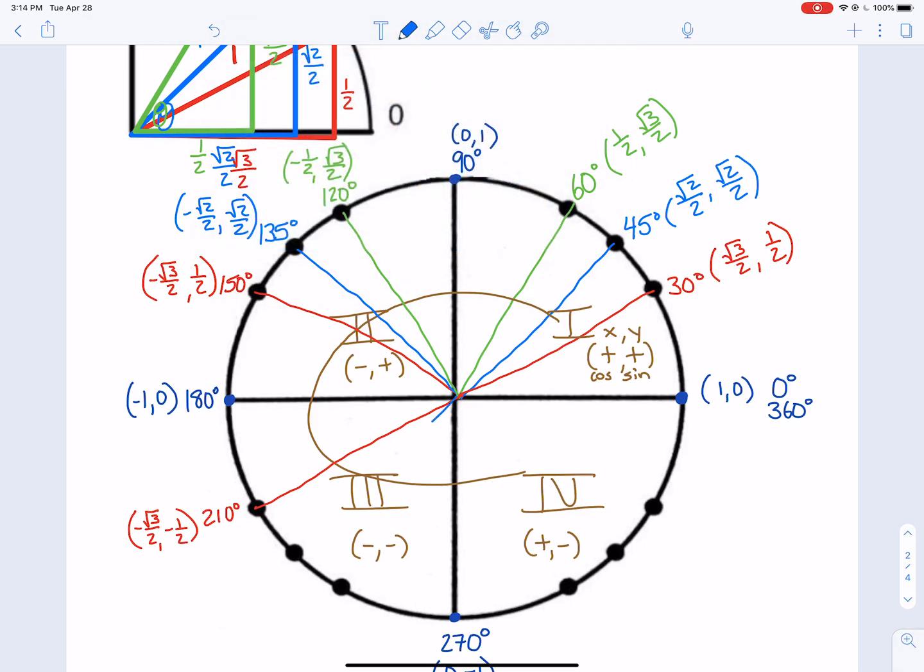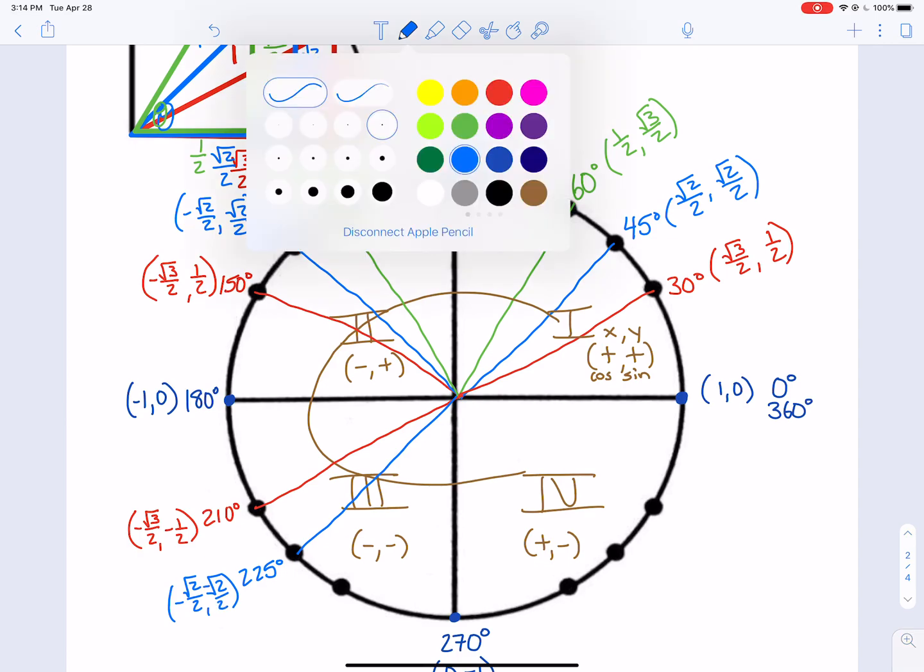The blue is in the middle. So take 180 plus 45 and you get 225. The coordinates are the same. They're both just negative now. So I have negative square root of 2 over 2 and another negative square root of 2 over 2.